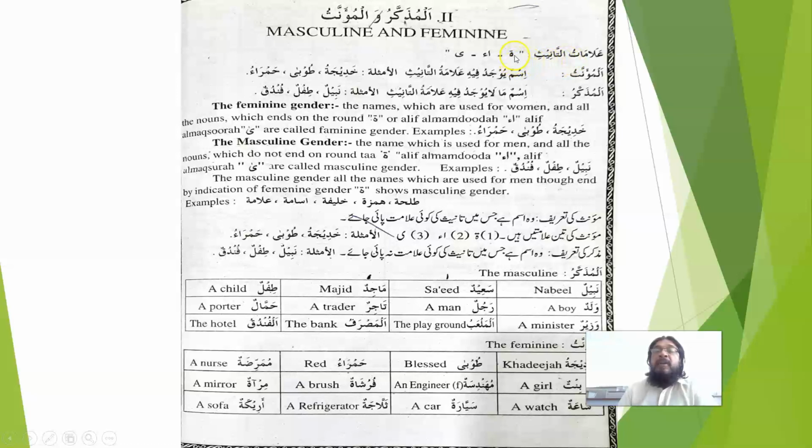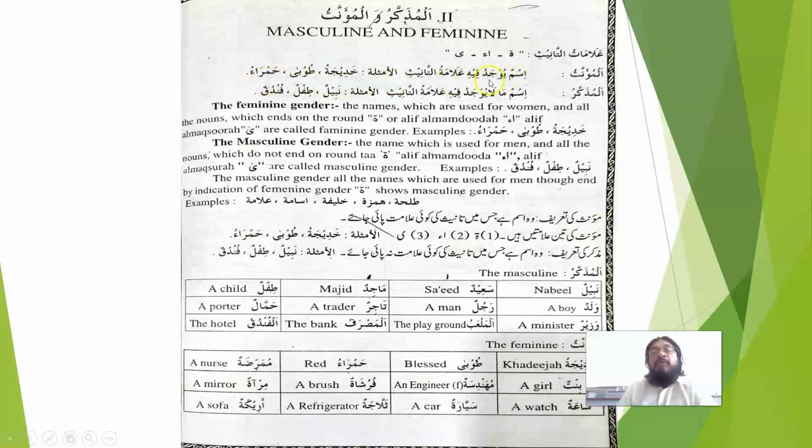Number one is ta, round ta. It is called round ta. Second one is alif, hamza. And last one is ya. Okay then. Al-mu'annath. What is mu'annath? Ismun yujadu fihi alamatut tanith. Al-amthilatu, examples. Khadijatu, Tuba, Hamrau.